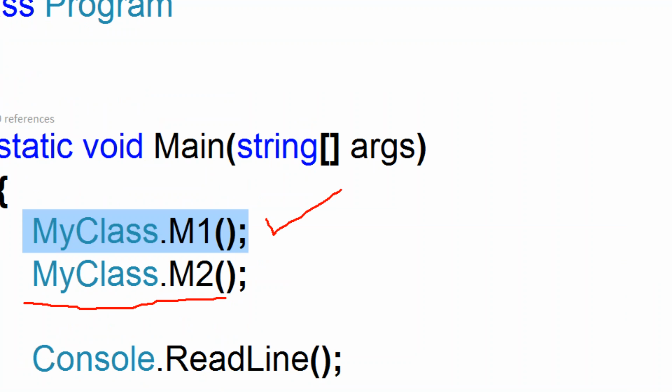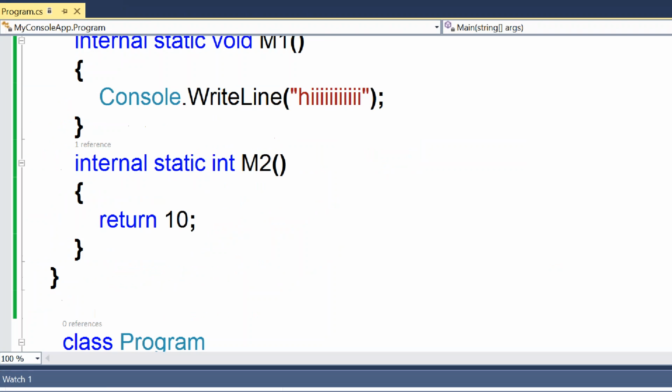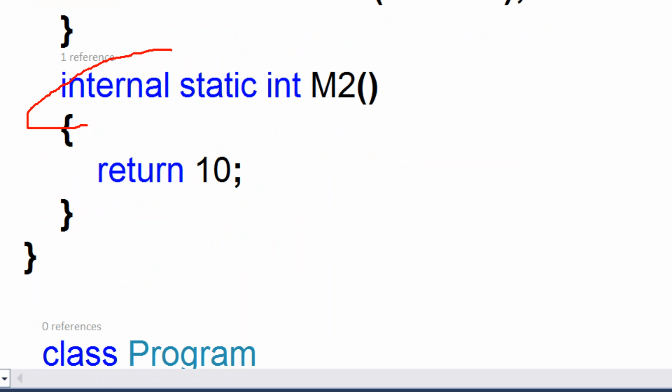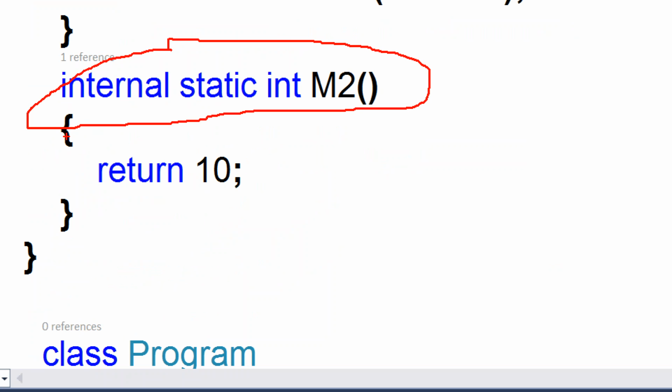Then control will invoke the statement MyClass.M2. Here control will go to my class. Within my class, it will execute a function called M2. In M2, it will start from here. M2 returns 10. Here return is a keyword. Return, that day, whether you remembered or not, I said it's a jump statement. Yes, it's a jump statement. It will do what? It will return the given value called 10 to the calling function.